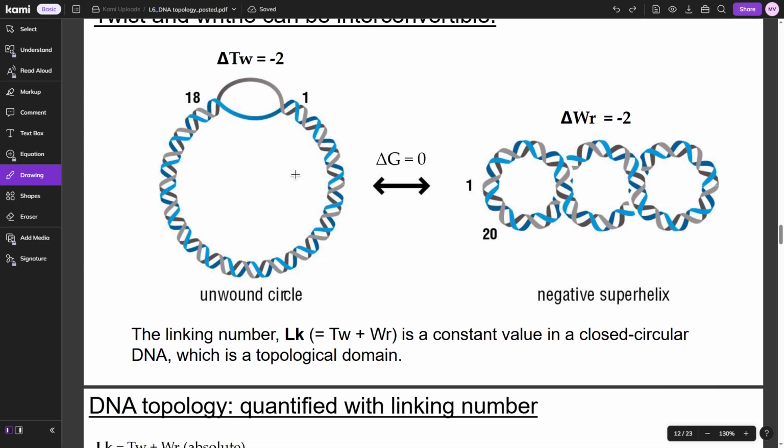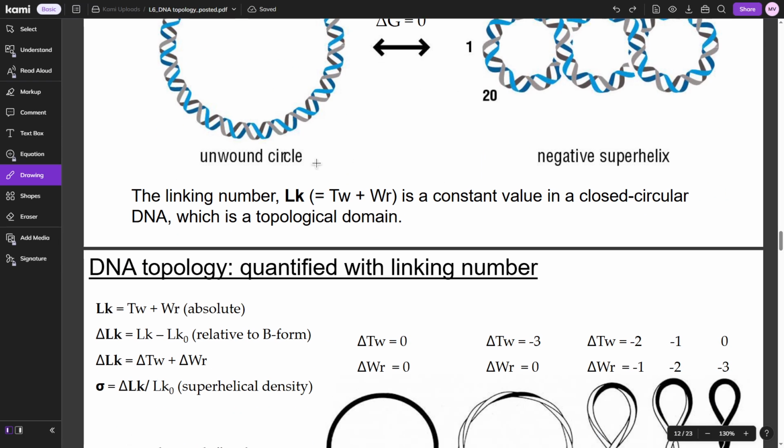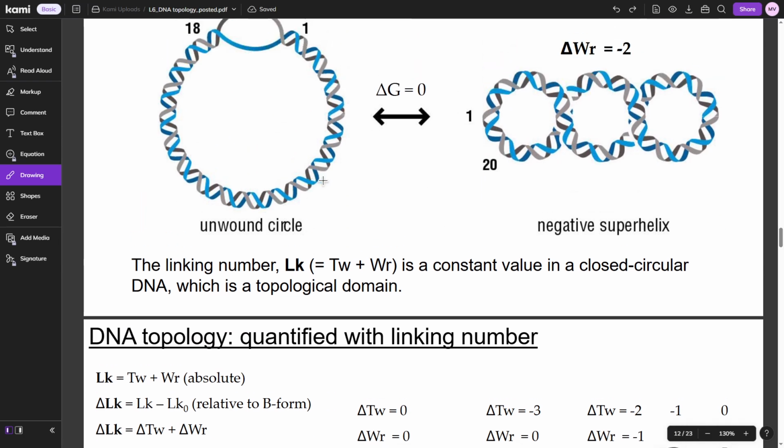All in all, this is to say that writhe and twist are interchangeable. They're not the same thing, but they are interchangeable. The way you calculate this is that the linking number is going to be the combination of the twist and the writhe. It's an addition of the two. It is a constant number for a closed circle of DNA, and it does not change.